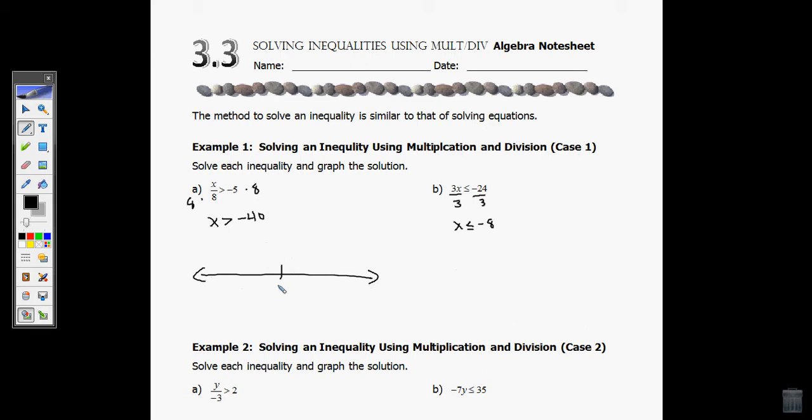I should have negative 40 here. And I should be looking at x being greater than negative 40, so open circle and pointing to the right. And then on my other one, I have negative 8. And I want to be looking at x being less than or equal to negative 8, so a closed circle and pointing to the left.